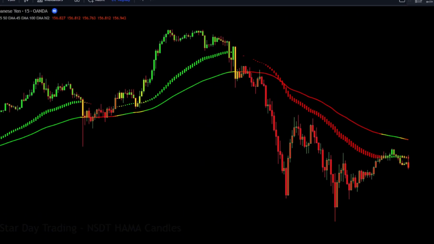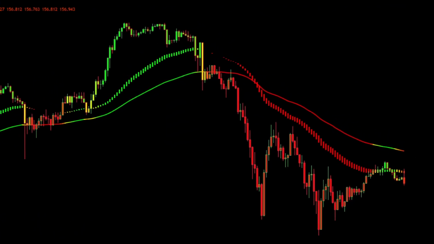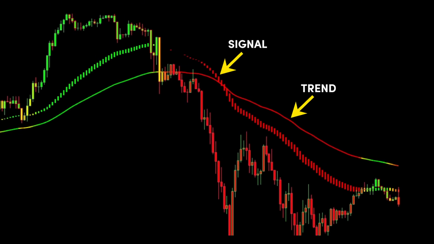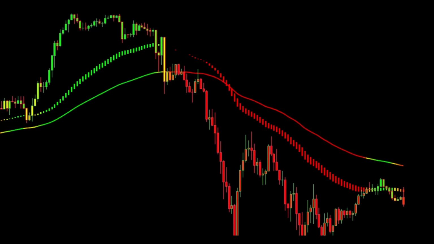The Hama Candles indicator will be used as a trend guide, as well as a guide for placing market entries. The MA line will be used to guide the market trend, while the Hama Candles will help guide where to place entries in the market.